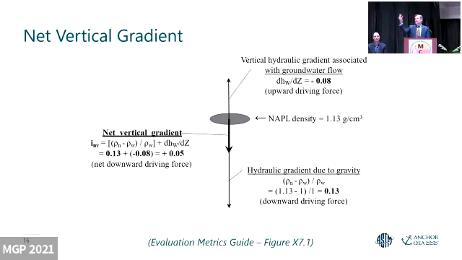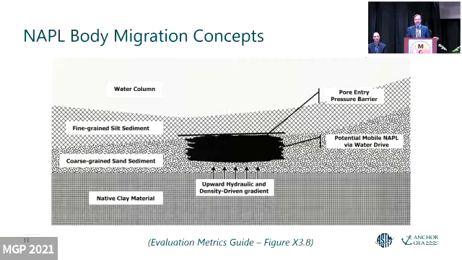Let's say there's upward pore water flow with an upward hydraulic gradient of 0.08. That creates an upward driving force. But that 0.08 upward driving force is not as strong as the 0.13 downward driving force. So there's what we call a net vertical gradient downward. So under this condition, that NAPL cannot move upward by advection. It cannot flow upward because there is no net upward driving force. If there is a net upward driving force, then we look at other factors.